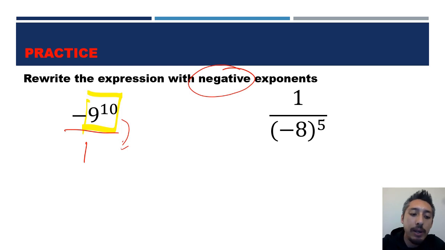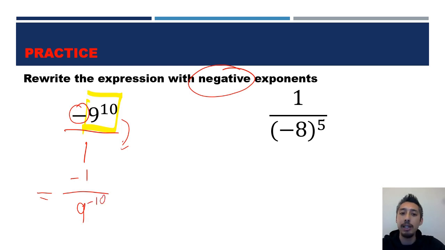That means that your final answer should be a fraction where you have a negative 1 on top because of the negative that stayed, and in the denominator you should have 9 to the power of negative 10. Again, the exponent was positive in the numerator, but because we moved it to the other side of the fraction, it became a negative number. So this is your final answer for the first example.